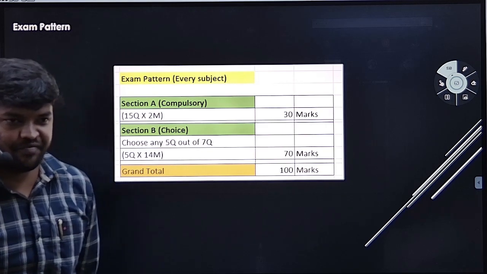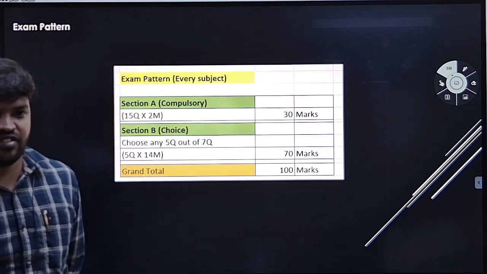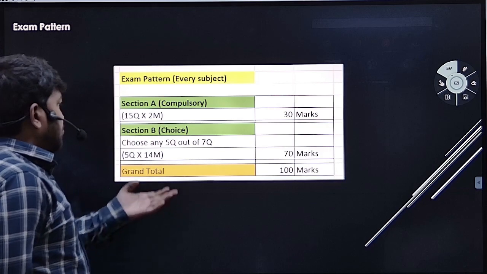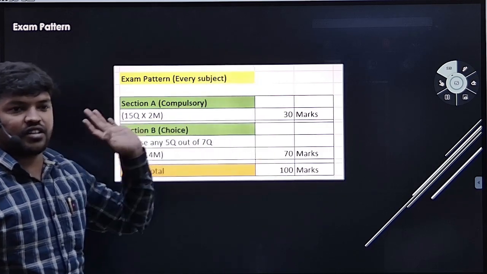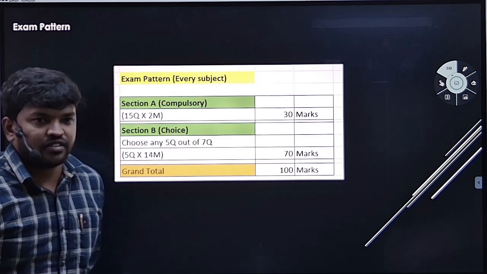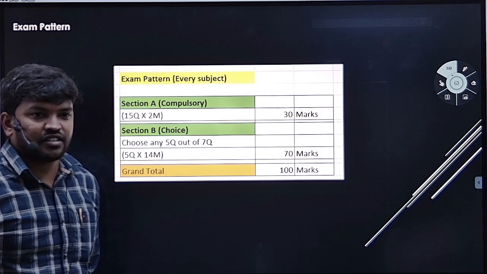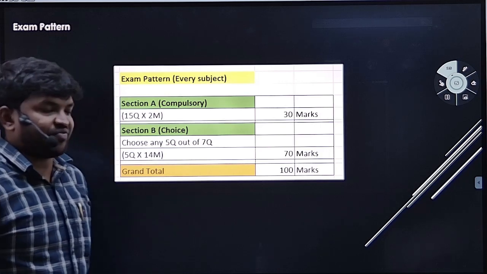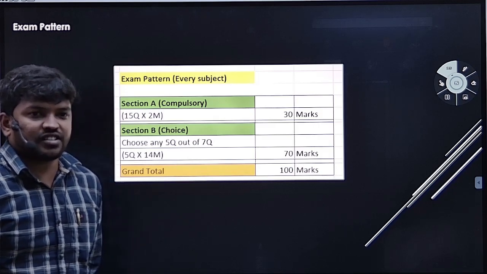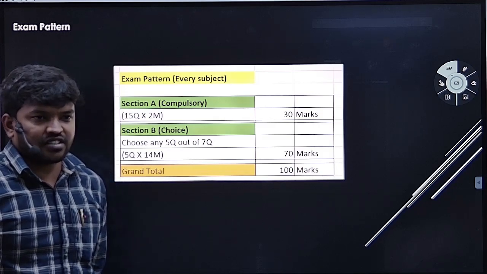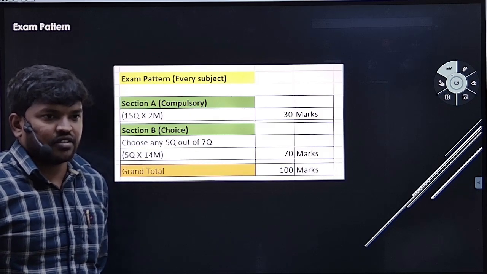Section B, you have these 7 questions. You have to choose any 5. In December 2023, all the subjects are in this pattern only. You might have observed in group 1 also, same pattern, right? So the total is for 100 marks. You will be given 3 hours time to attempt the paper for 100 marks.